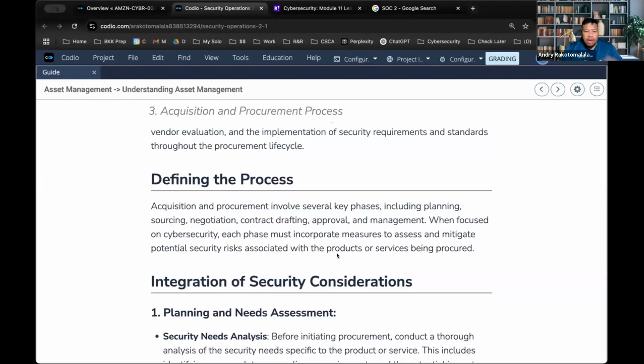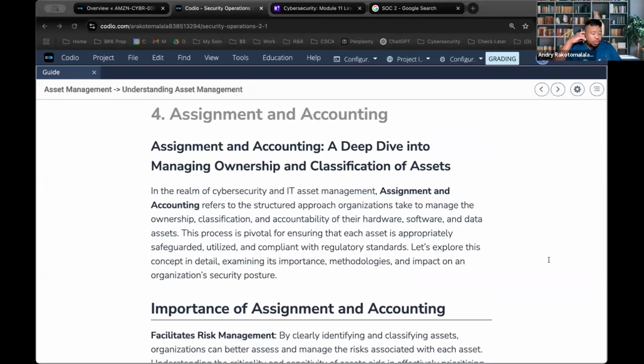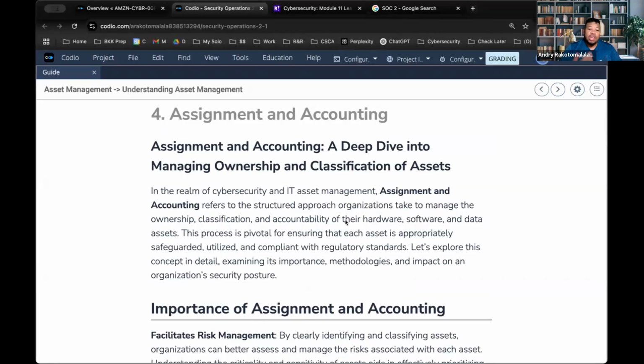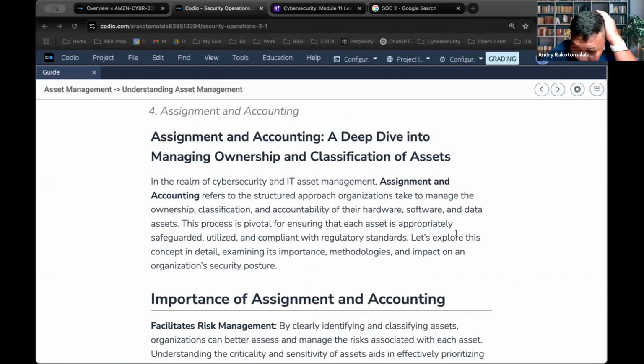All right, let's move on. Now let's talk a little bit more about assignment and accounting. Assignment and accounting, in very simple terms, is just the process of giving accounts, like actual user login information, to these different tools. That's all this means. I like to think of it as the process of assigning assets to specific users or departments, and then keeping, and this is important, keeping an accurate record of who has access to what, their current status, and the location throughout the asset's lifecycle.